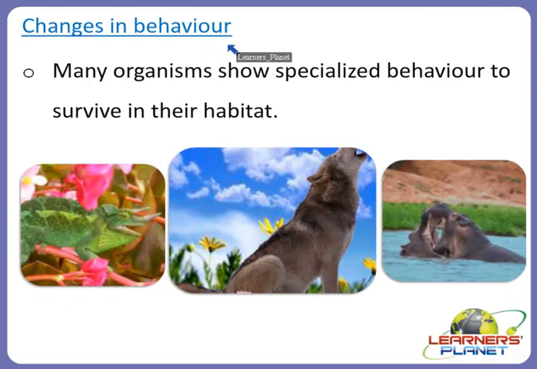Then there are changes in behavior too. Many organisms show specialized behavior to survive in their habitat. Here you can see one beautiful image of a chameleon. Now this is a chameleon here. Can you spot it? Can you identify it? Yes. This type of specialized behavior for survival is known as camouflage.